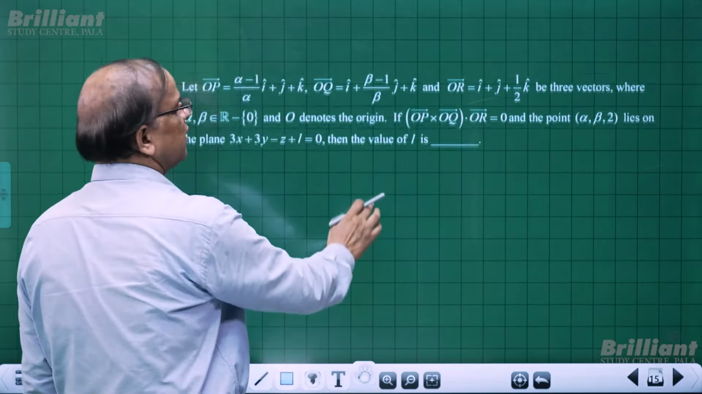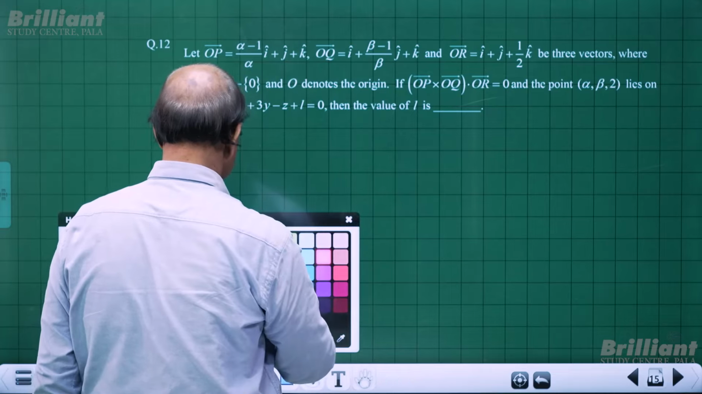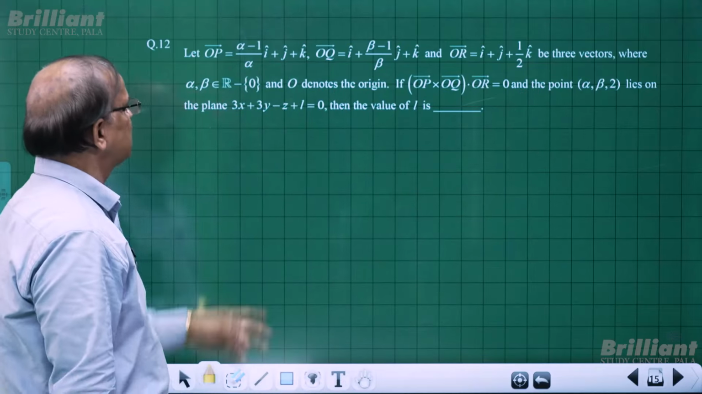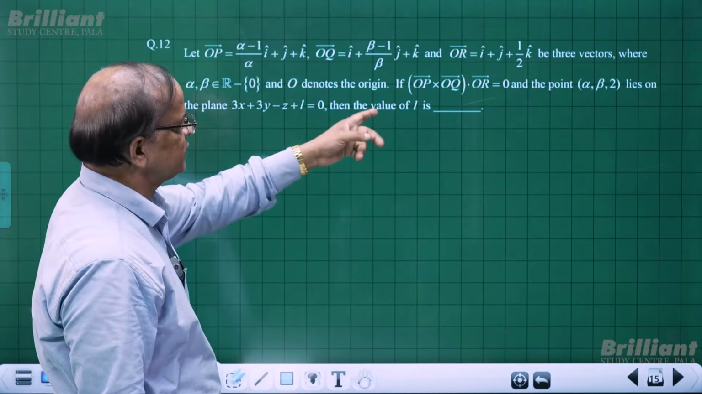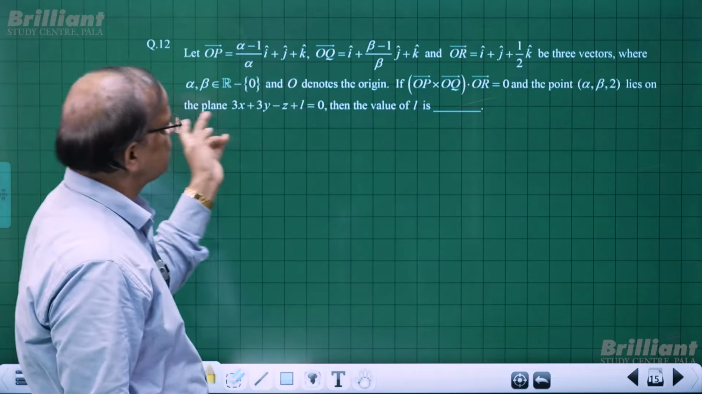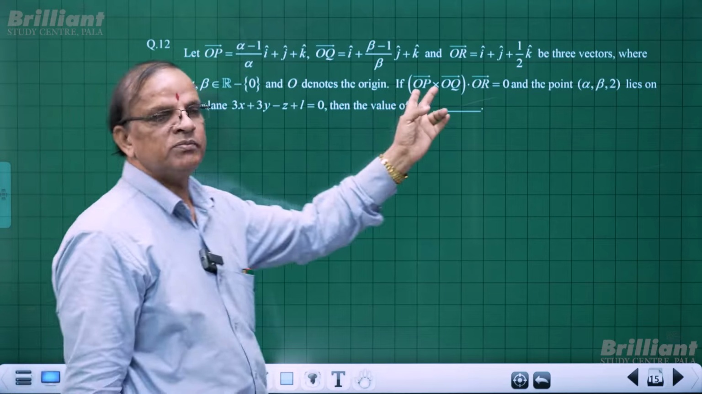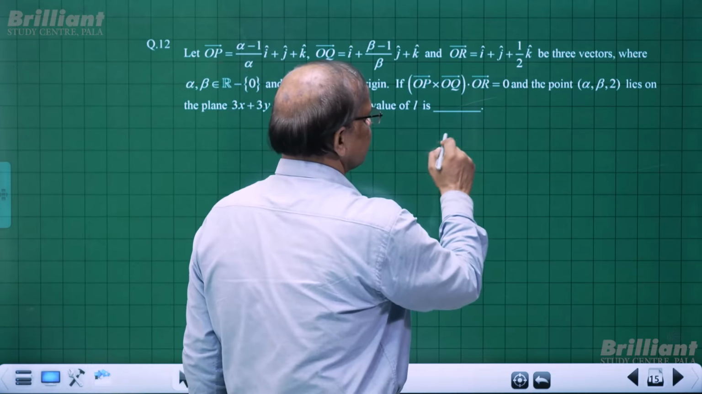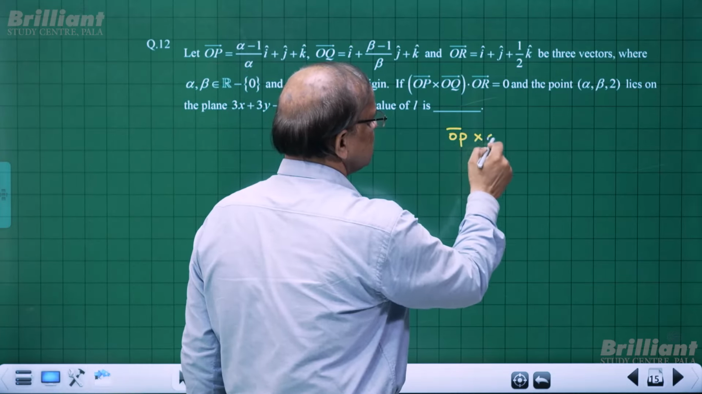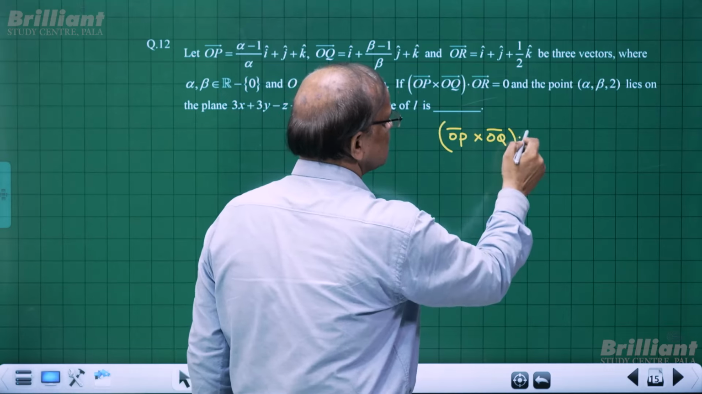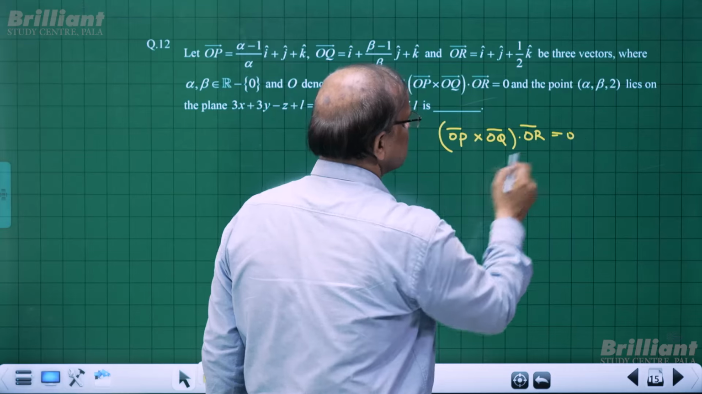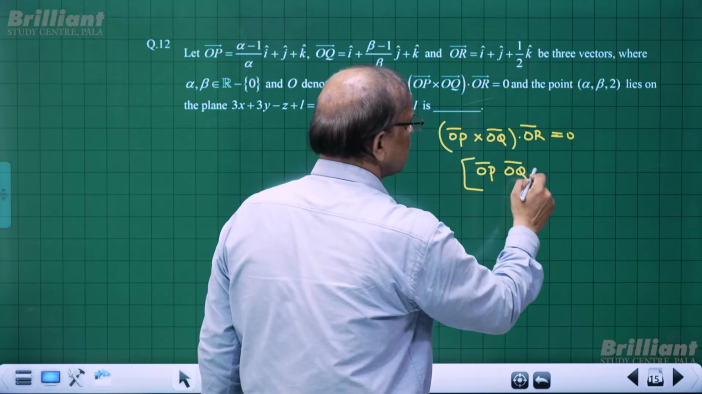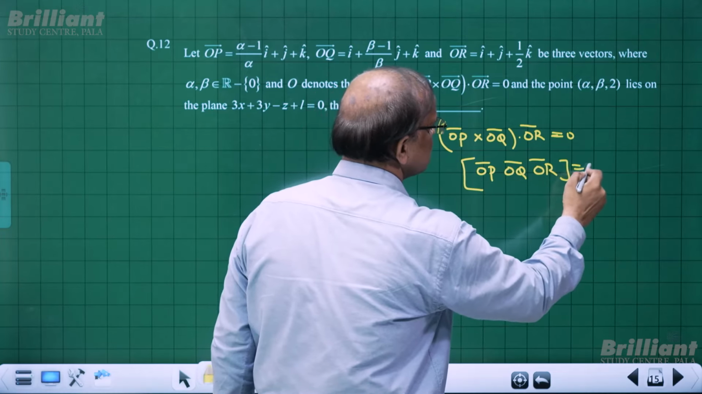Now, this is another question. OP bar, OQ bar, OR bar are given. This is R minus 0, where 0 denotes the origin, and this point lies on this plane, then the value of L is. See, this is a box product that is 0. So, therefore, OP bar cross OQ bar dot OR bar is 0, it is nothing but the box of OP bar, OQ bar, OR bar is 0, okay.